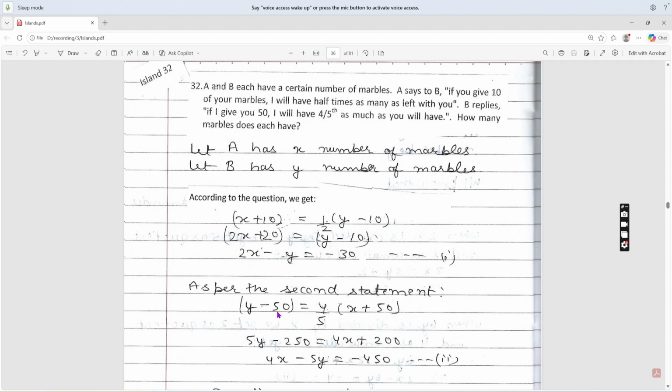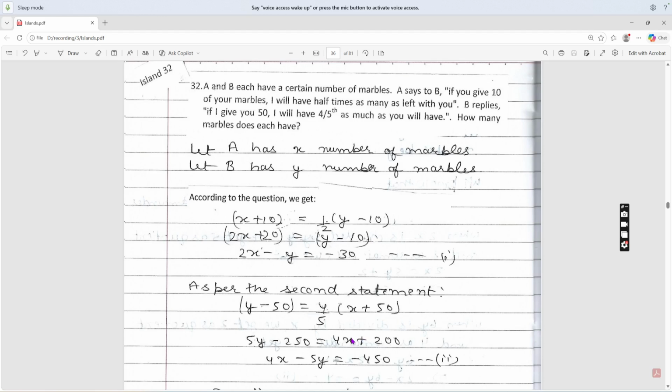Here the brackets are the kingpin. I am telling you again and again, always mind the brackets. Now just cross multiply. 5 is going to be multiplied to the LHS. It will be 5y minus 50 into 5, that is 250, equal to 4x plus 200. Now we are going to shuffle it. 4x minus 5y, and it is minus 250 minus 200. Minus 250 minus 200 is minus 450, and on the other side it would be 4x minus 5y.